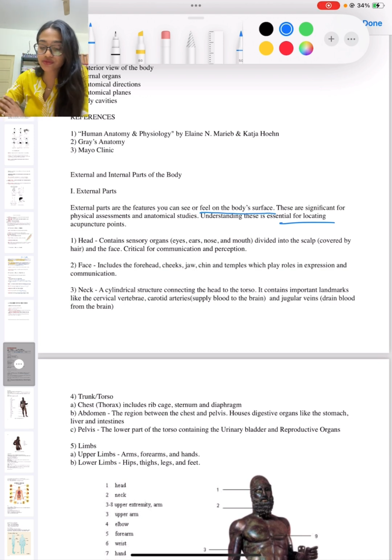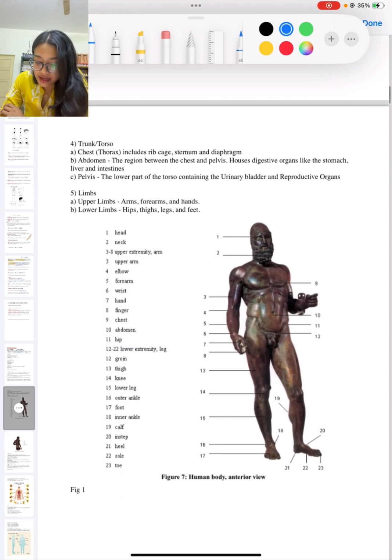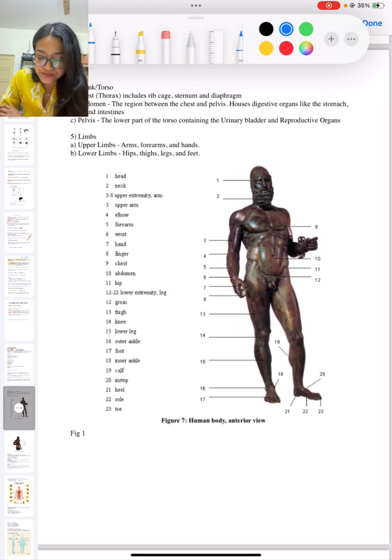Now face includes the forehead, cheeks, jaw, chin, temples, which play roles in expression and communication. Okay. Neck, a cylindrical structure connecting the head to the torso. It contains important landmarks like cervical vertebrae, carotid arteries, and jugular veins. Trunk, torso, chest includes ribs, sternum, diaphragm. These are all theoretical parts.